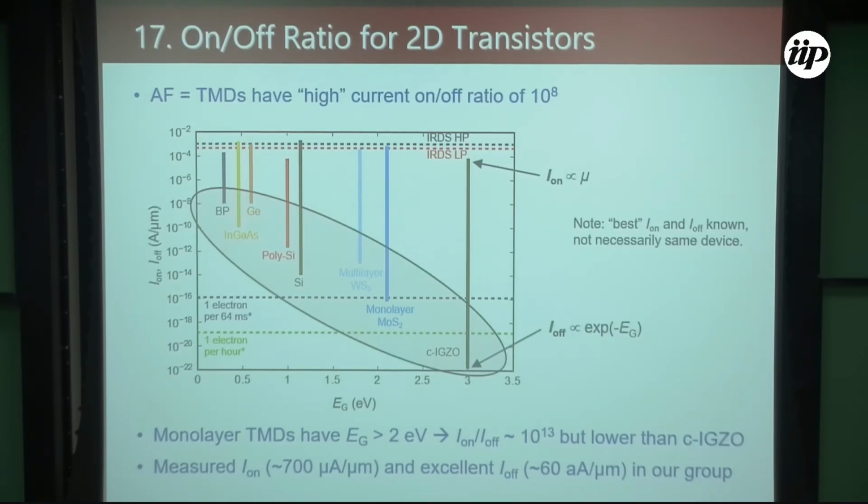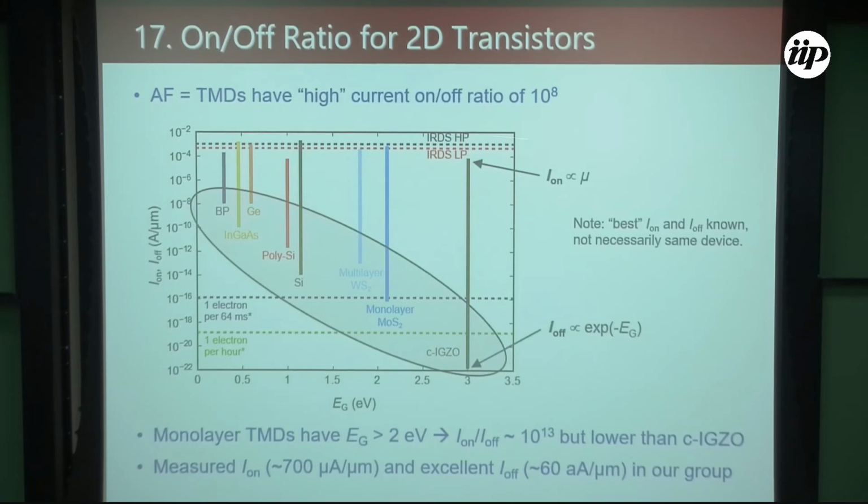Again, I want to emphasize that a lot of these measurements are actually limited by instrument leakage. When they do the measurement, it's actually the instrument that's leaking more than the MoS2 transistor, because the MoS2 transistor is actually pretty damn good. And so, again, to show how this works in context, I'm plotting the on current and the off current for a bunch of technologies.